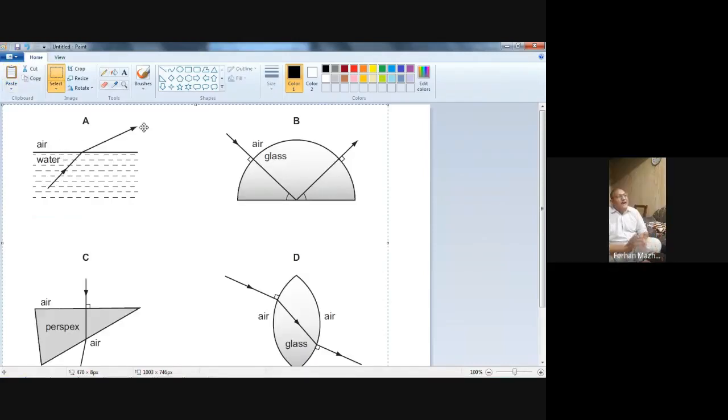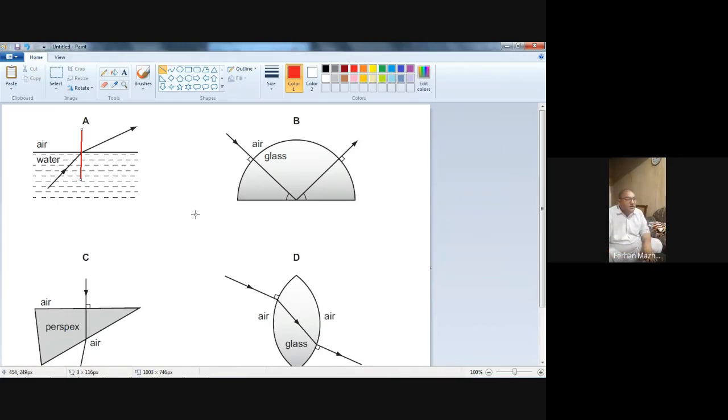So we have to decide whether the path of the light in each diagram is correct or not. If I draw a normal here, the light moved out of water and entered into the air. The light was supposed to bend away from the normal, and it did. So it's good. There's no problem.